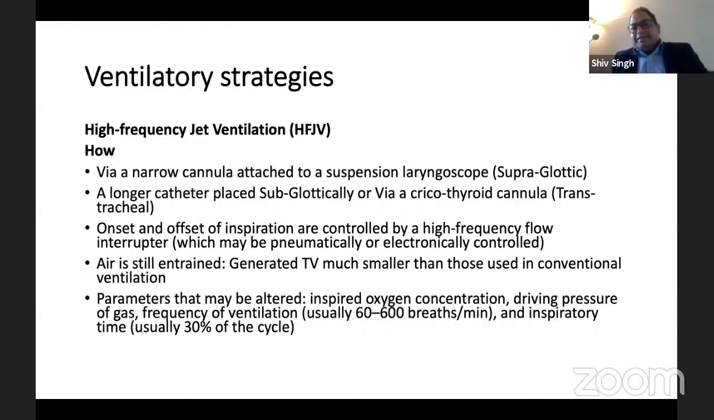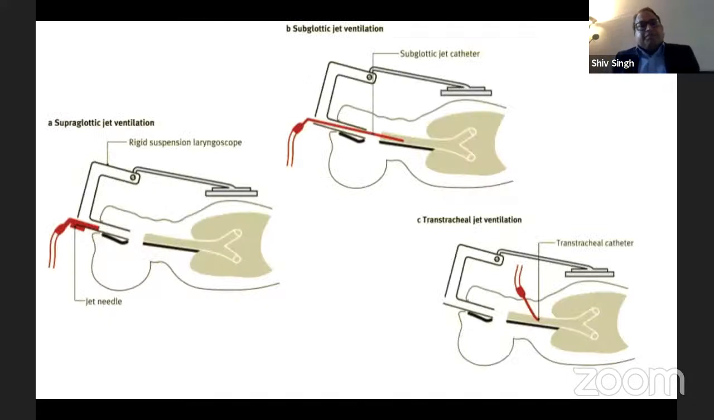On the ventilator, you can set the FiO2, you can set the driving pressure of the gas, and you can set the frequency between 60 to 600 breaths per minute. You can also set the inspiratory time. Inspiratory time is usually 30% of the cycle, so 70% is the expiration. Expiration is always passive, so you need to let expiration happen.